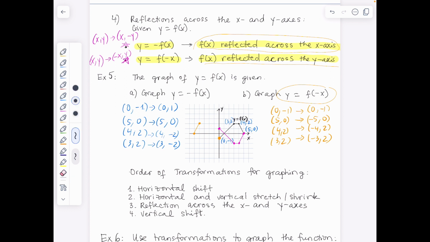Let me correct this one. The point (negative 3, 2) should be here. And there you have it.